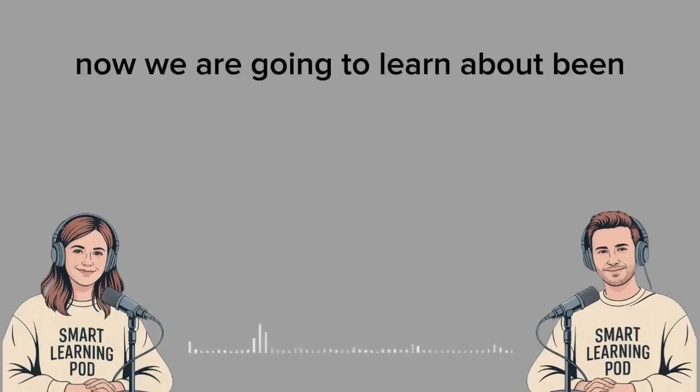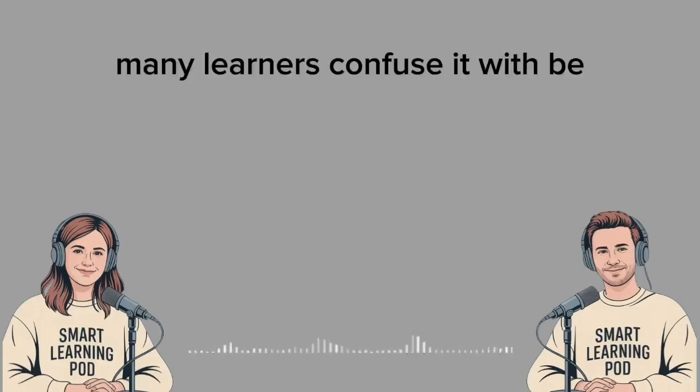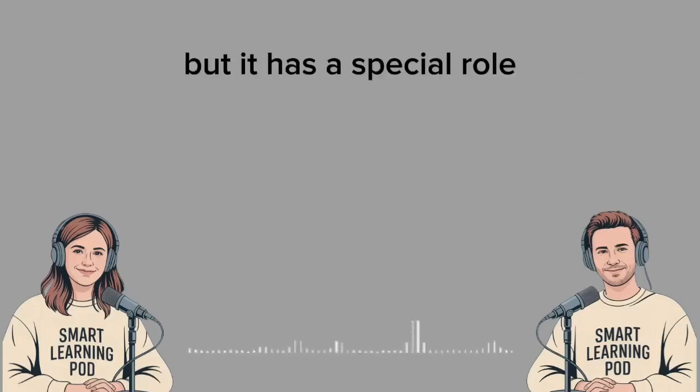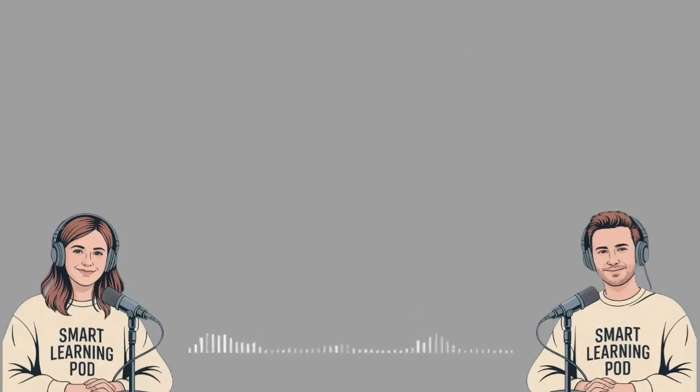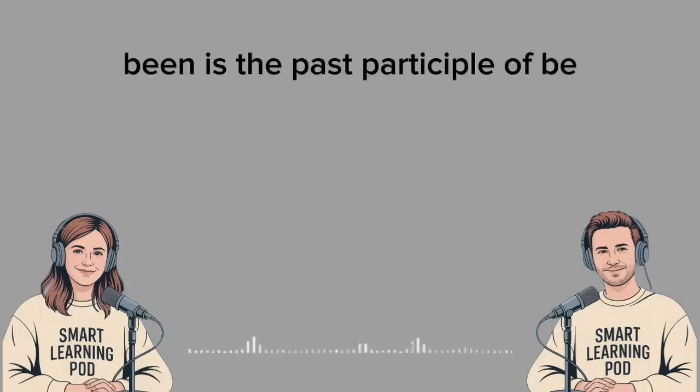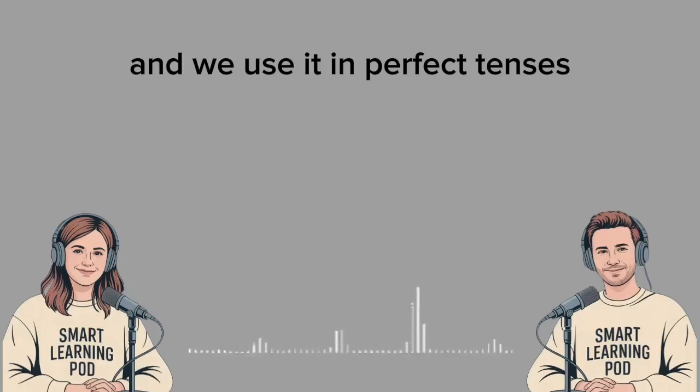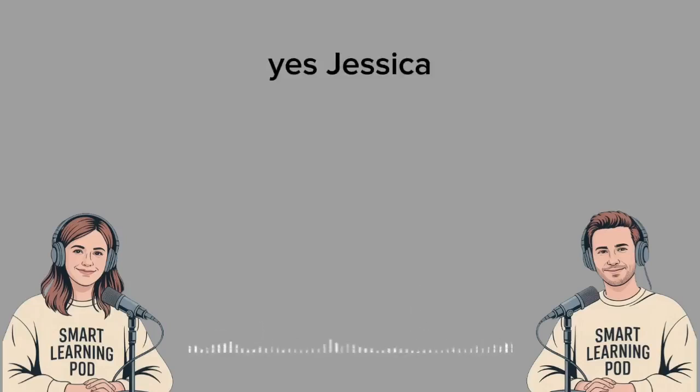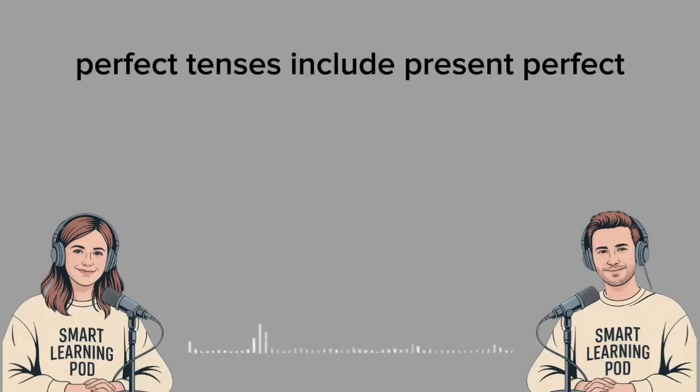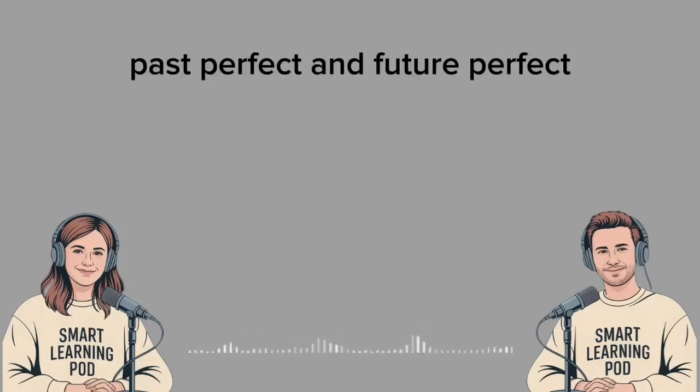Now, we are going to learn about been. Many learners confuse it with be, but it has a special role. Been is the past participle of be, and we use it in perfect tenses. Yes, Jessica. Perfect tenses include present perfect, past perfect, and future perfect.